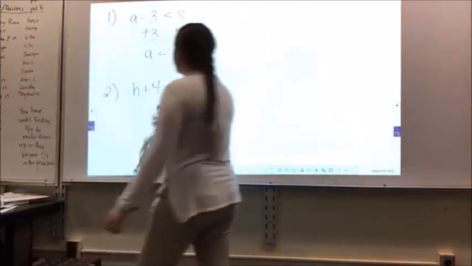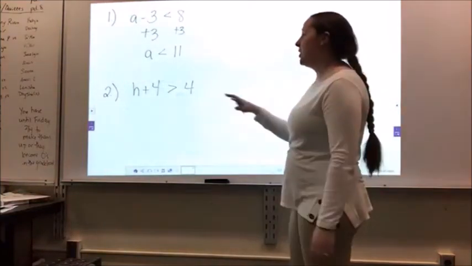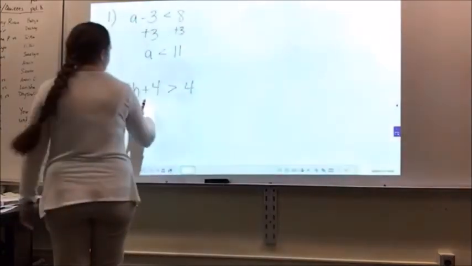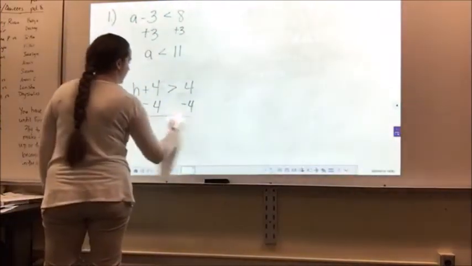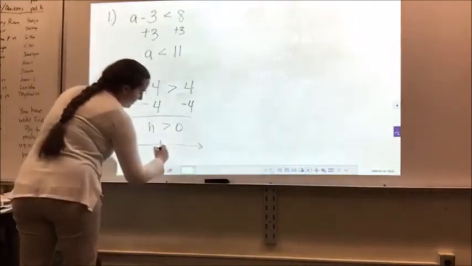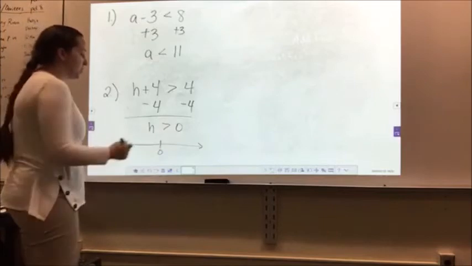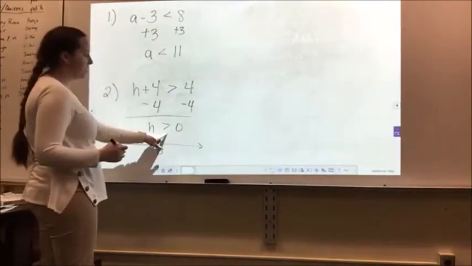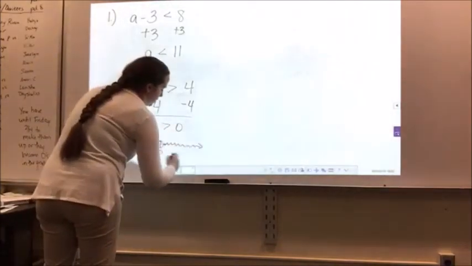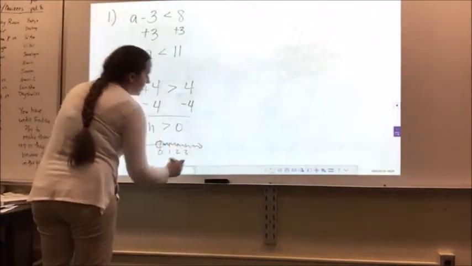The second one I have says h plus 4 is greater than 4, and then it wants me to graph my solution set. So again, I'm looking at plus 4, so I need to do the opposite, which is subtract. So I subtract 4 from both sides. So h is greater than 0, and then I need to graph this solution. So h is greater than 0, so that means it's an open circle because there's no equal sign. And h is greater than 0, so I'm going towards the right. So this is all my big numbers, okay?